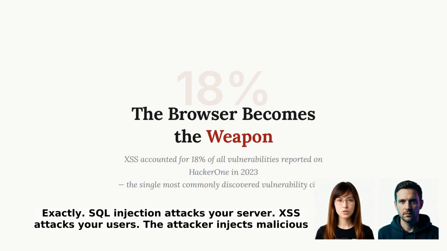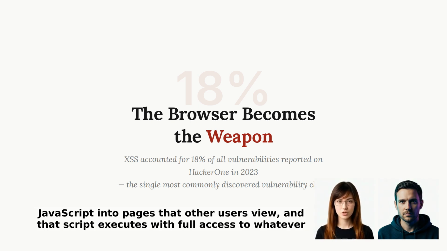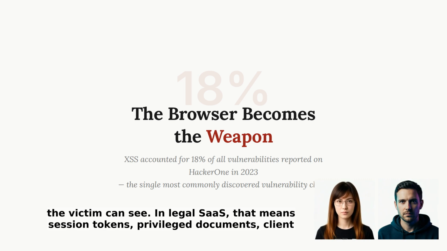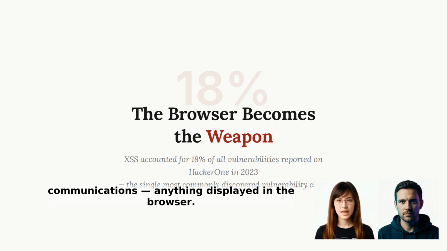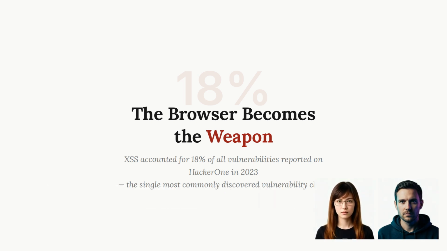Exactly. SQL injection attacks your server. XSS attacks your users. The attacker injects malicious JavaScript into pages that other users view, and that script executes with full access to whatever the victim can see. In legal SaaS, that means session tokens, privileged documents, client communications, anything displayed in the browser.